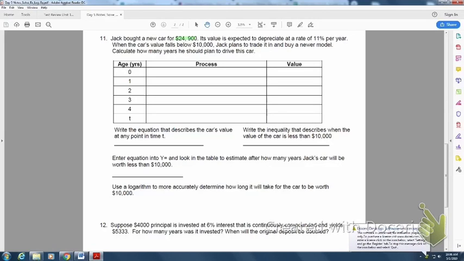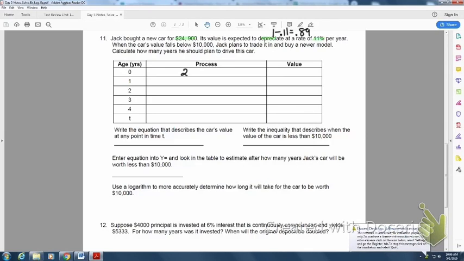It says someone buys a car for $24,900. It's expected to depreciate by a rate of 11%. So that means my B value is going to be 0.89. When the car's value falls below $10,000, Jack plans to trade it in and buy a newer model. Calculate how many years he should plan to drive this car. So the process is just the step-by-step process we would do to figure out the value of the car depending on the year.